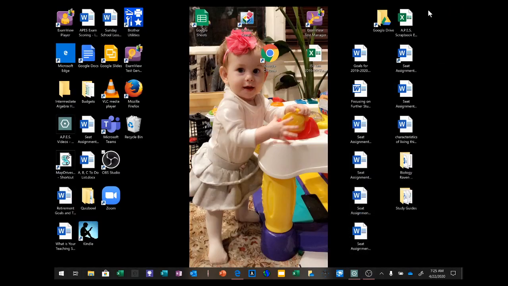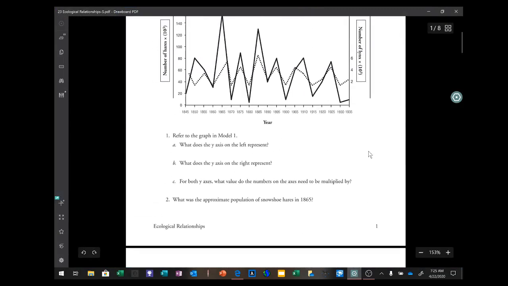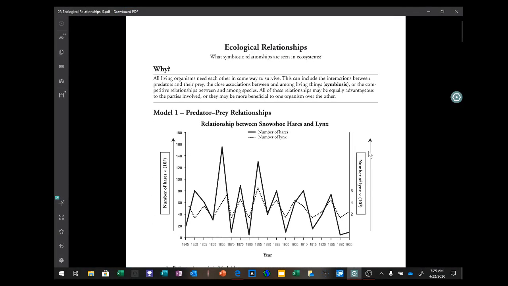We are going to, yesterday in our ecology unit, you were assigned to learn a little bit about ecological relationships. And part of what you learned about yesterday was the classic predator-prey relationship between the snowshoe hare, the little rabbit, and the lynx, which is kind of like a mountain lion. We're going to look at a couple of other different types of symbiotic relationships today. And then there's some lab work.